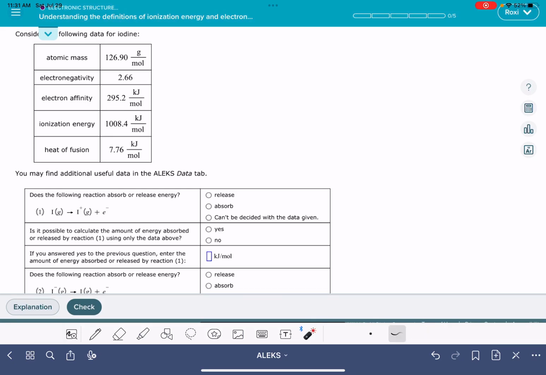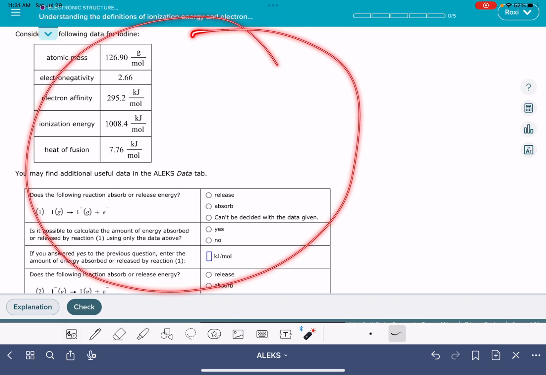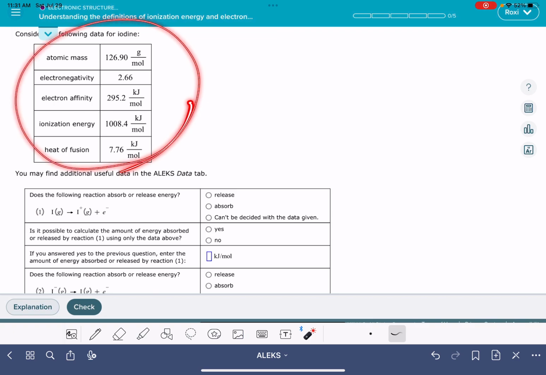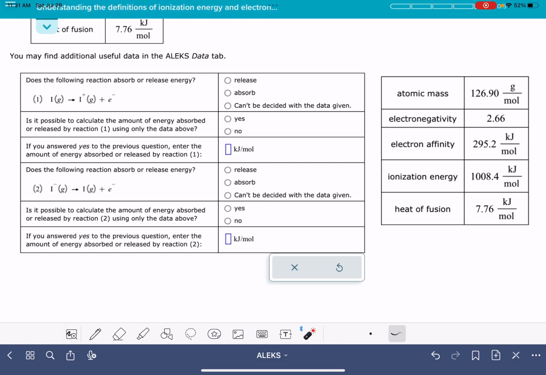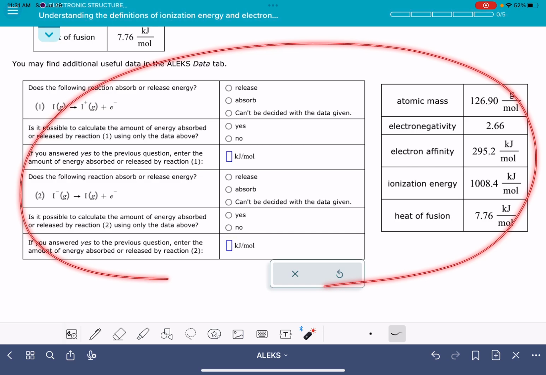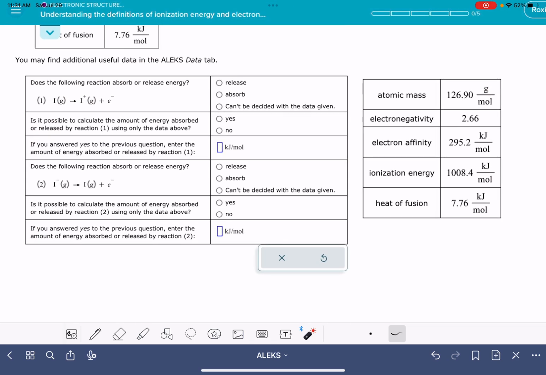In this video, I'll show you how to solve the ALEKS problem called Understanding the Definitions of Ionization Energy and Electron Affinity. Because this problem is really big and doesn't fit on the screen, I've taken this data table here, cut it, and rearranged things a little bit. So here's a rearranged version of the problem. This is the data table that was up at the top of the screen. This way it all fits on one screen.